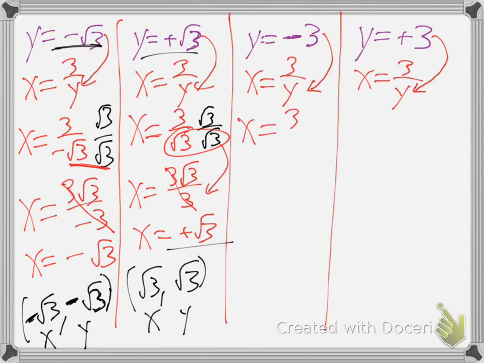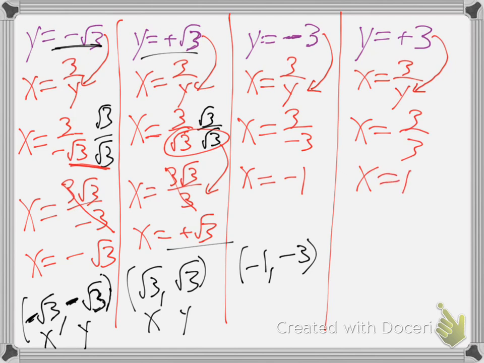x equals 3 over y. y is negative 3. And that's x is negative 1. And so that answer is negative 1, comma negative 3. Finally, over here, x is 3 over 3, x is 1. Answer is 1, 3. So there's the answer.